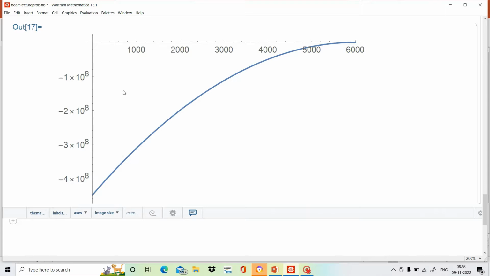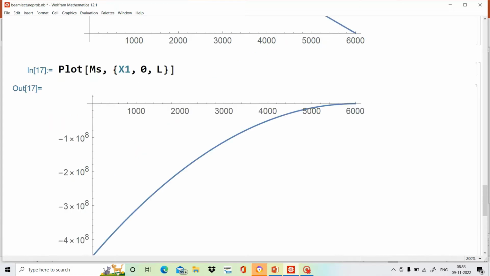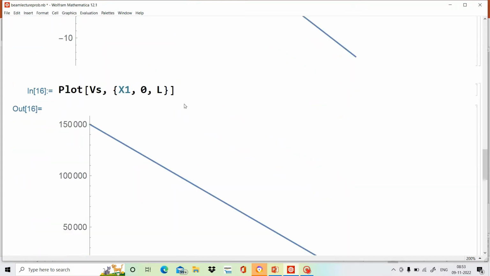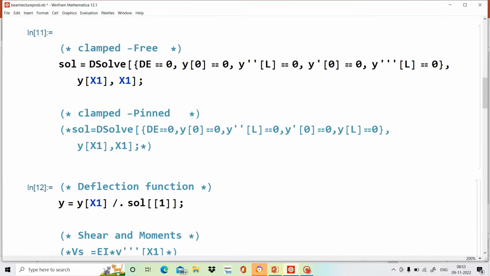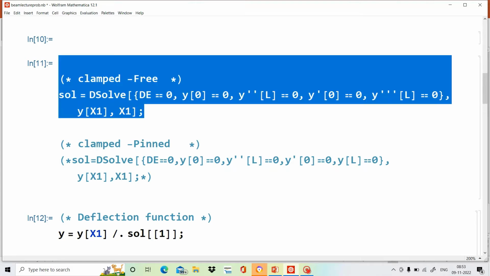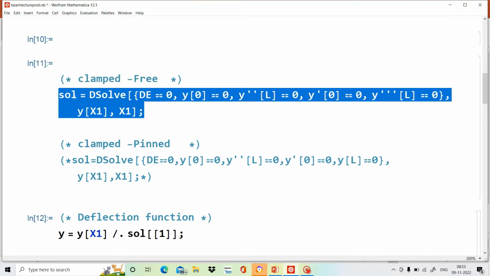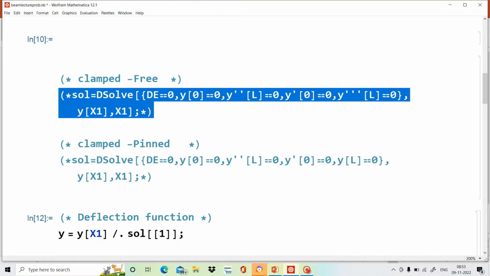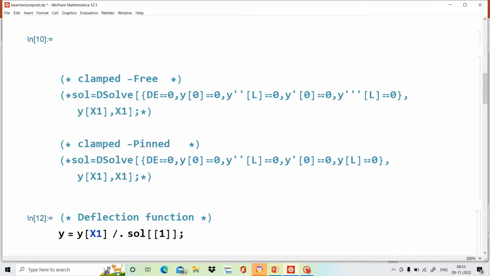When we design RCC buildings, we just see that negative moment. This is the tension side, therefore we will provide the steel according to that. So this is the third case we have seen, the clamp free condition, or the cantilever beam. Now we will see another case, the clamp pin condition.